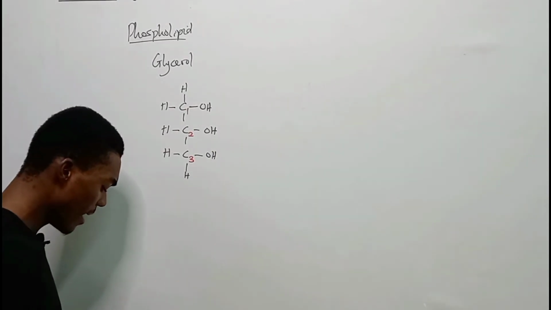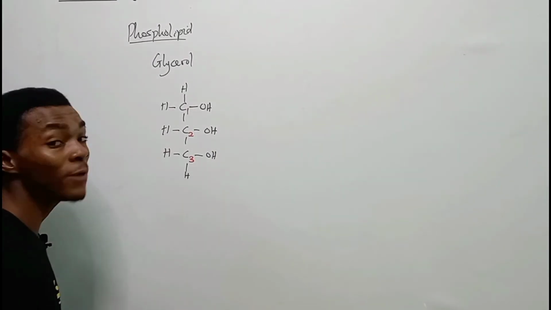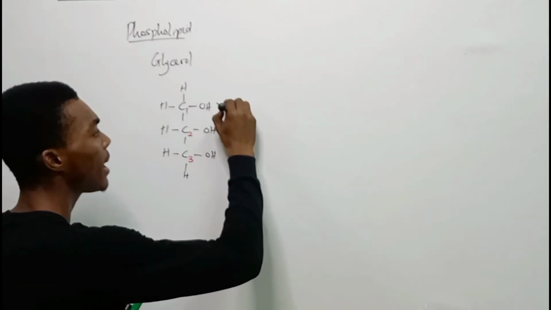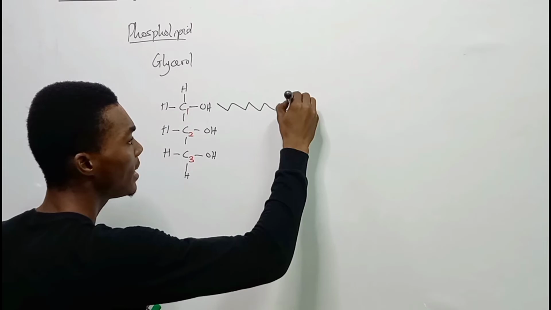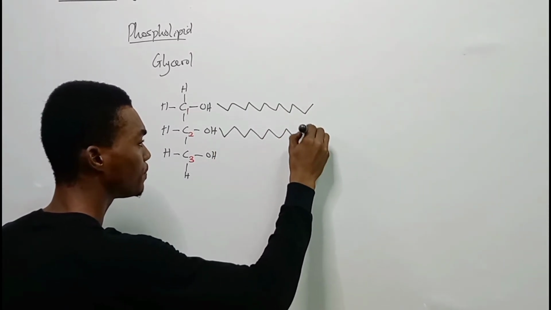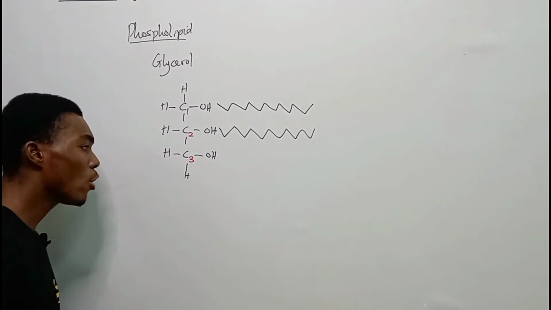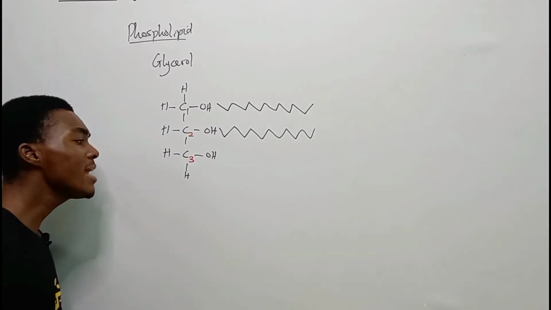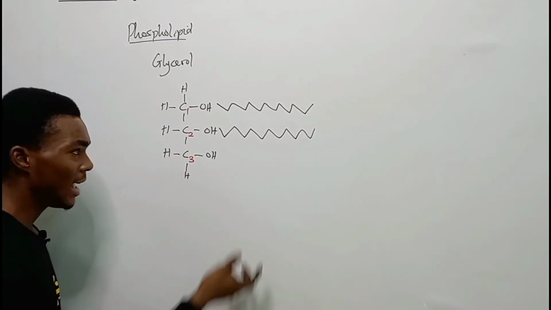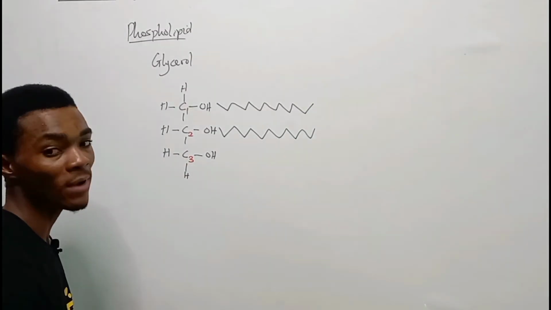Binding to carbon 1 and carbon 2 are fatty acid chains, okay, fatty acid molecules. So we have a fatty acid binding to carbon 1 over here, and another fatty acid binding to carbon 2 right over here. Awesome. Now, before we go to knowing the kind of molecule binding to the carbon 3 of our glycerol backbone, there is this concept that you have to cover, okay?